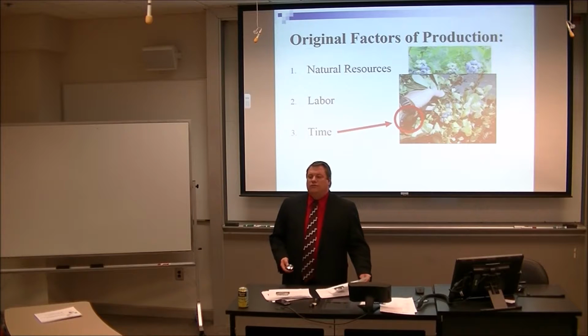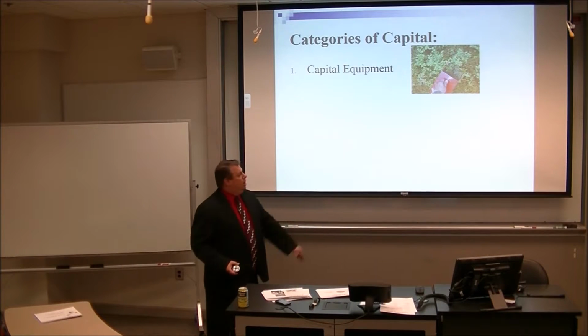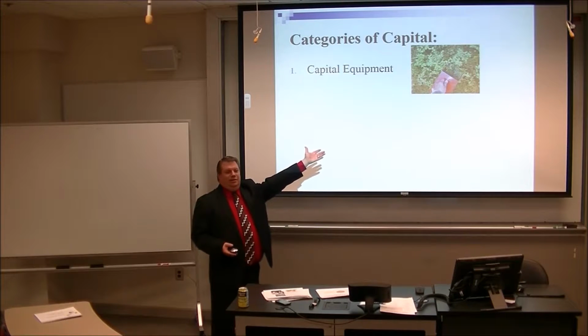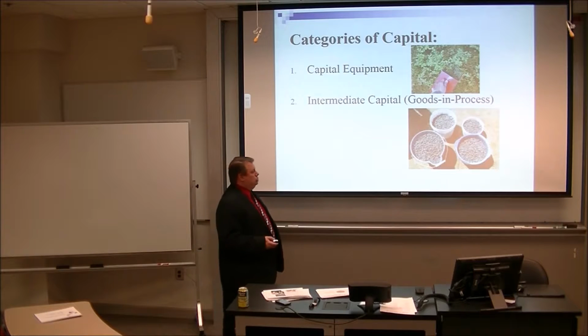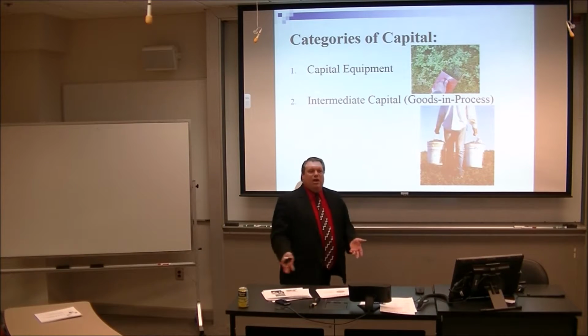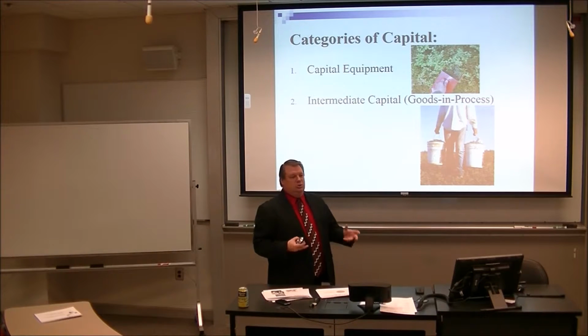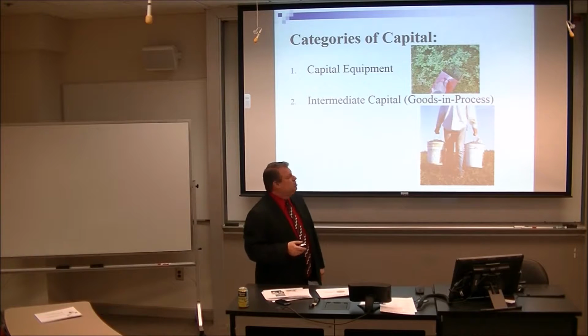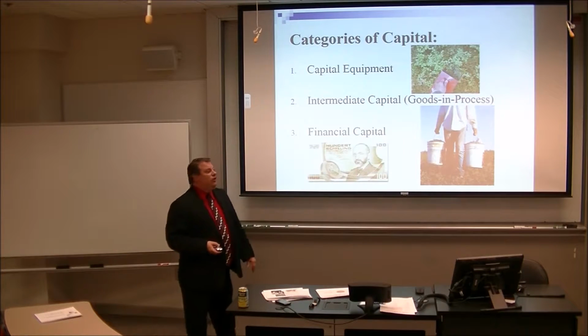So then what are the different categories of capital? Well, we have capital equipment, right? Here's a berry picker, right? I like that one. And we also have intermediate capital goods, goods in process. So after we pick the berries, what do we do? Well, we have to take these to the processor, right? And turn it into blueberry jam or whatever it is. Or just package it up. And then the third category of capital is financial capital.